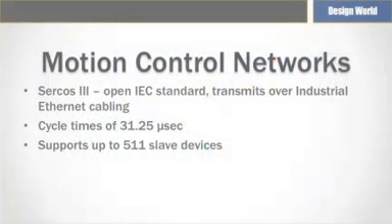SERCOS 3 achieves cycle times as low as 31.25 microseconds and supports up to 511 slave devices in one network, with multiple networks possible in a system.